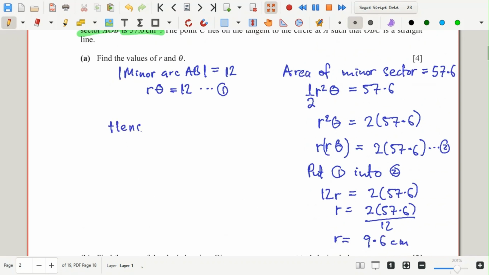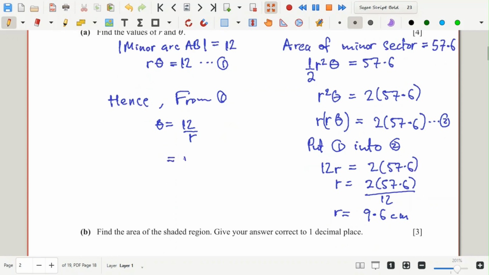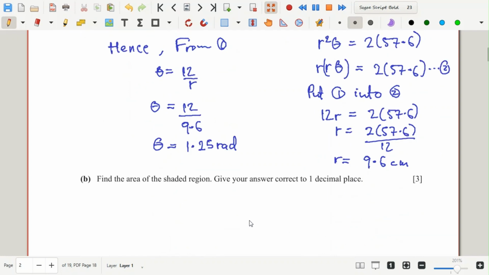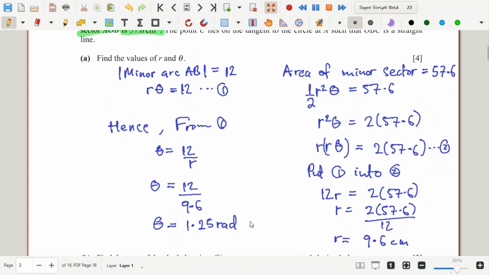Hence, from equation 1, we can say that theta is 12 over r, and r is 9.6. So if you divide this, you're going to get 1.25 radians. So we have found our angle and we have also found our radius. Clap for yourself. You are doing a very good job. I'm sure you're able to solve it on your own.